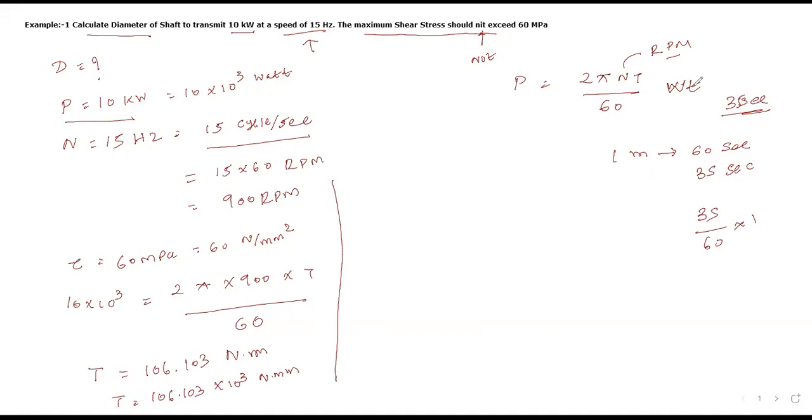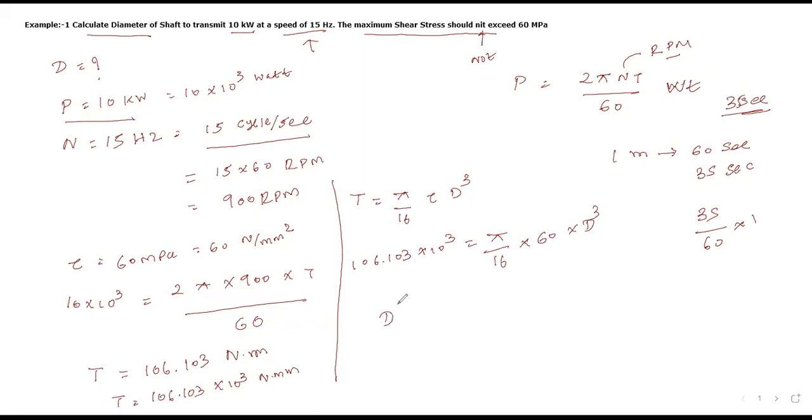Now we need to calculate diameter. In this data there is a solid circular shaft. Okay, a solid shaft is given, keep that in mind. So we have the equation of shear strength T equals pi by 16 tau d cube. Okay, put all the values: 106.103 10 raised to 3 should equal pi by 16. Tau is given. What is the value of tau? 60 into d cube. Let's go.